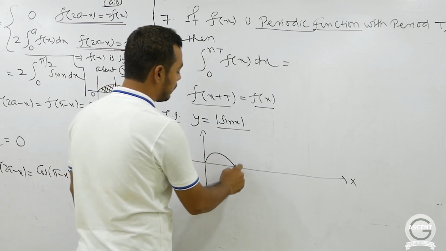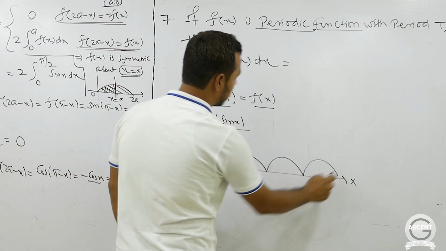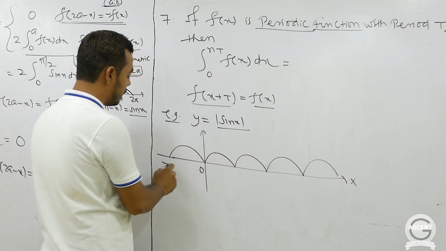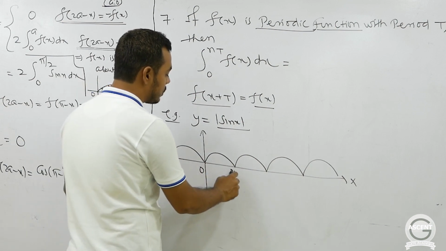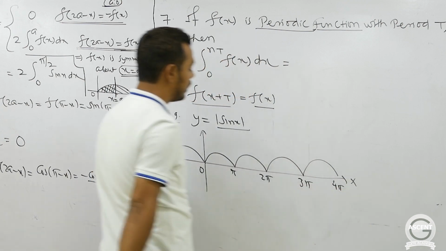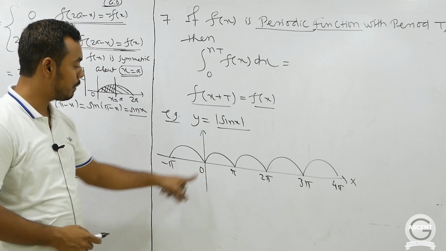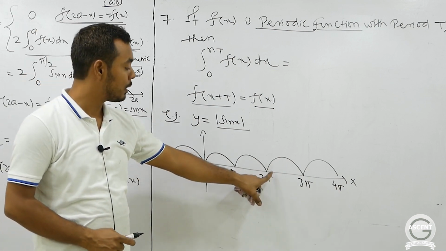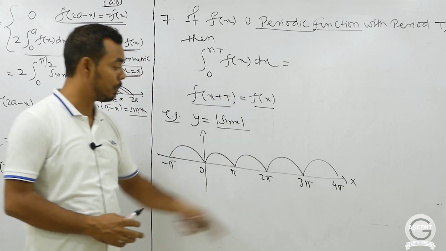This will be the graph of the function y equals mod sin x. We had talked about this function in detail in our topic graphical transformation. So this was the graph of y equals mod sin x. Now as you can see, this graph between 0 to pi is exactly the same as the graph between pi to 2 pi, which is the same as the graph between 2 pi to 3 pi.